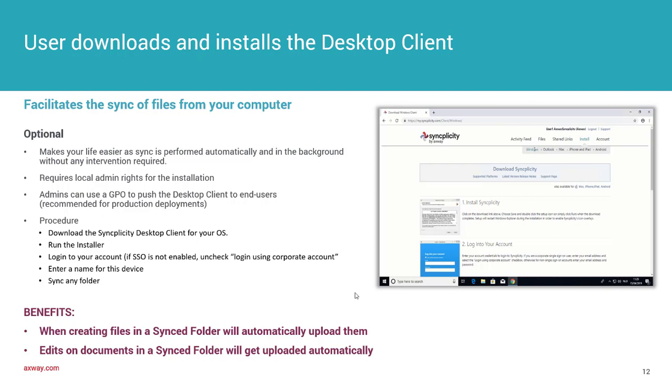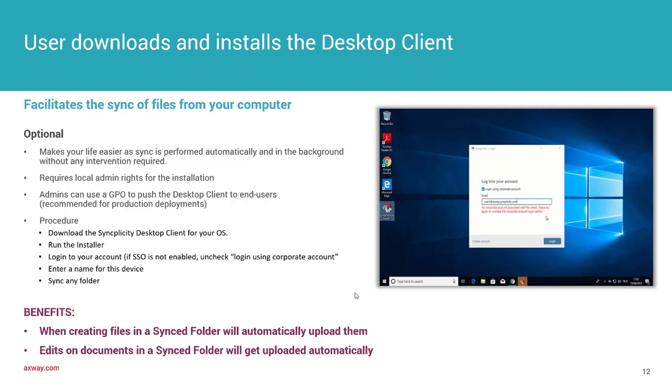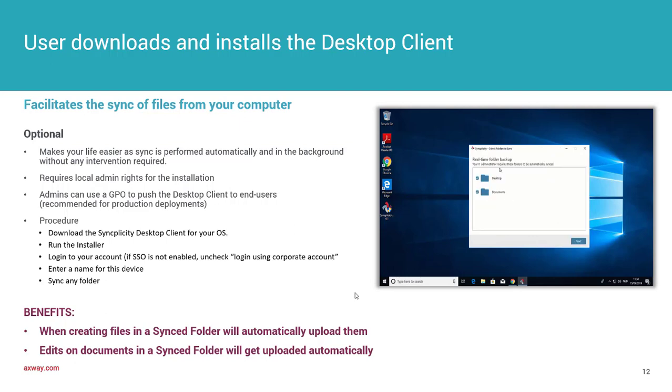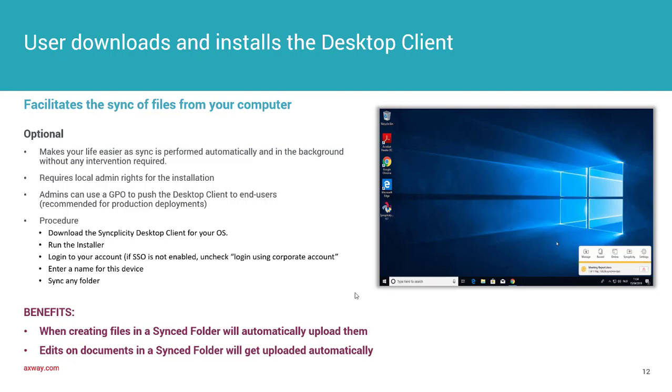But in order to make your life easier, you can also decide to download the desktop client for Mac or Windows. And if you have admin rights on your computer, you can install it yourself, or you can ask an administrator to push this through a GPO. If you have not enabled single sign-on, then log in with your email address and password. You specify a name for your computer, and optionally, you can decide which folders on your computer you would like to protect. After a short wizard that gives you an intro into Syncplicity, you are ready to go. And you see that the first folders on your computer are already syncing.